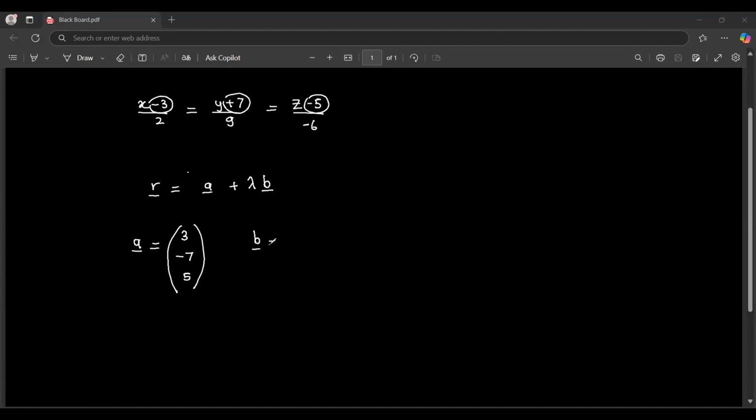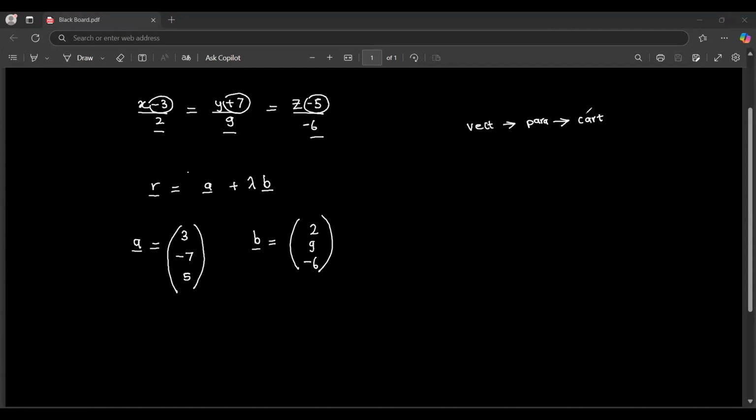And b will be equal to the numbers in the denominator. You don't have to change anything. It will be just (2, 9, minus 6). You can also do that, that's your wish. But I prefer, first of all, if we have vector form, I will convert into parametric form, and then only I will convert into Cartesian equations. That's how I will do.